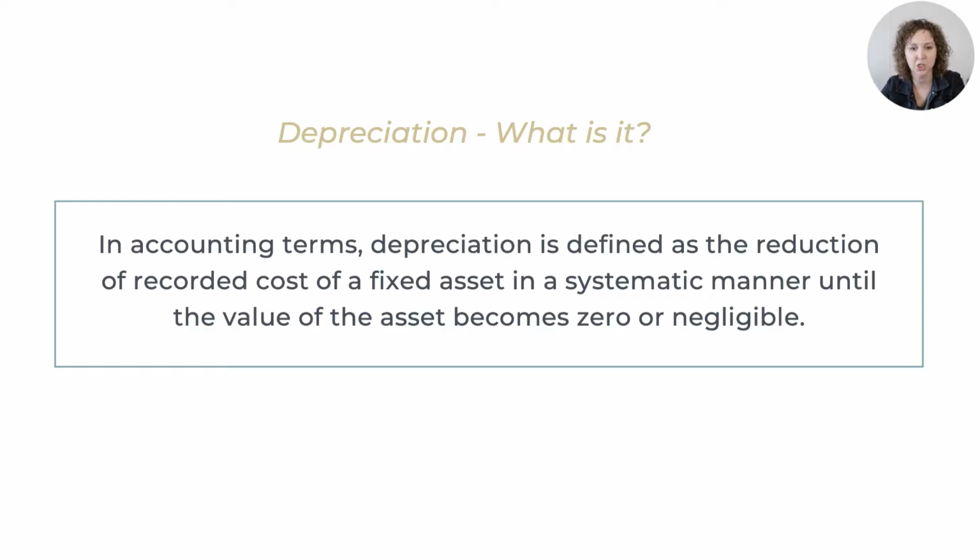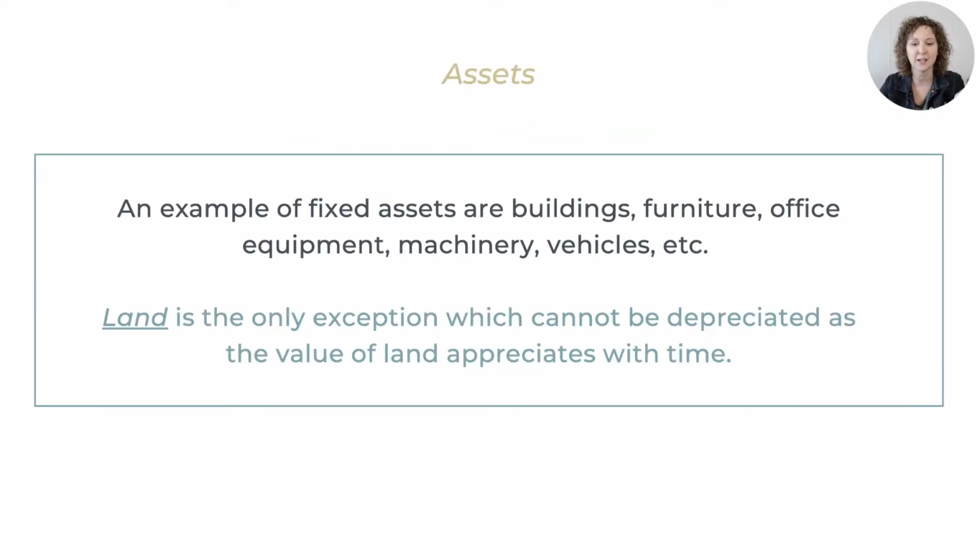So what is depreciation? In accounting terms, depreciation is defined as the reduction of recorded cost of a fixed asset in a systematic manner. Very boring topics, right? Until the value of the asset becomes zero, meaning you depreciate the value depending on what type of depreciation you're doing. This is all questions for your tax professional. I don't do taxes, so don't ask me specific questions about how to depreciate your assets. I just want to teach you what it is and then how to do it in QuickBooks.